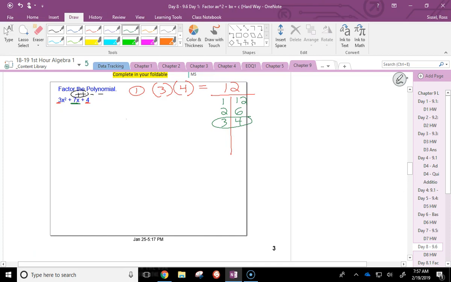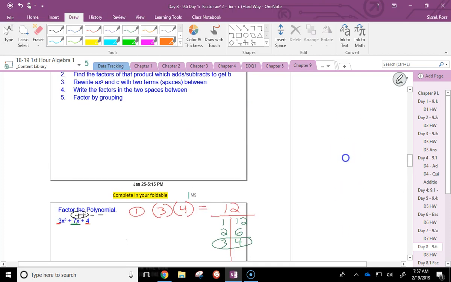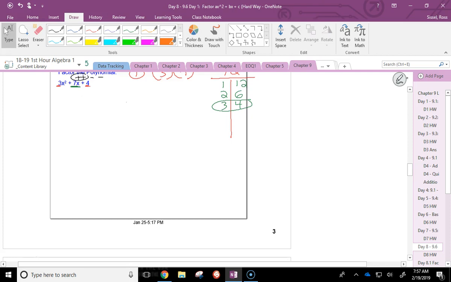How we use this now. This is the part that's just a touch different. This is step 3. Rewrite ax squared plus bx plus c with 2 terms. That means I'm going to write my 3x squared down. The 7x became 2 different things, so it's going to become plus 3x plus 4x. And then our 4, our c, just comes down. It does not matter the order. If I would have said 4x plus 3x, I will still get the same answer.